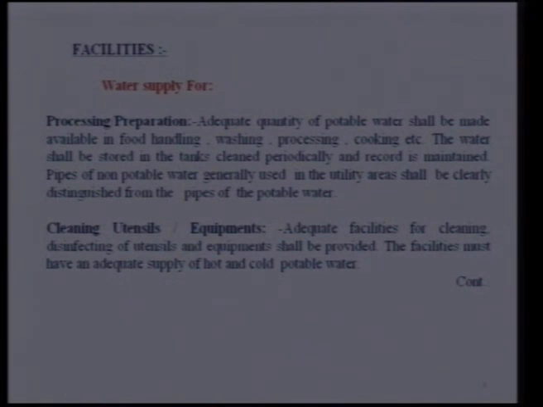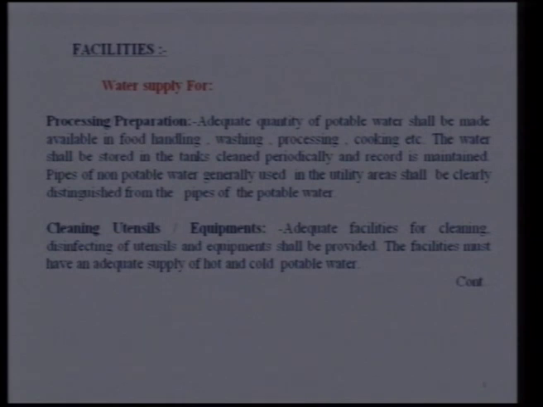Then some other facilities like water supply, because water is a very important input in the food processing industry, particularly fruit and vegetable, meat and fish processing industries. Water is used not only for cleaning of the raw material like fruits and vegetables or meat, but also in many products, particularly in fruit juices and canned fruit as an ingredient. So the water used should be potable, that means it should be fit for drinking purposes.